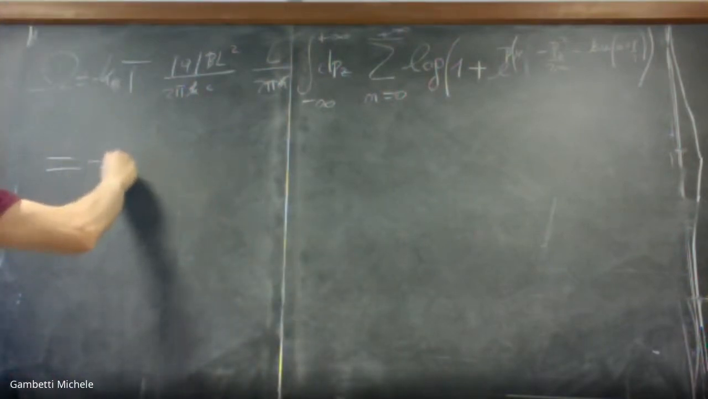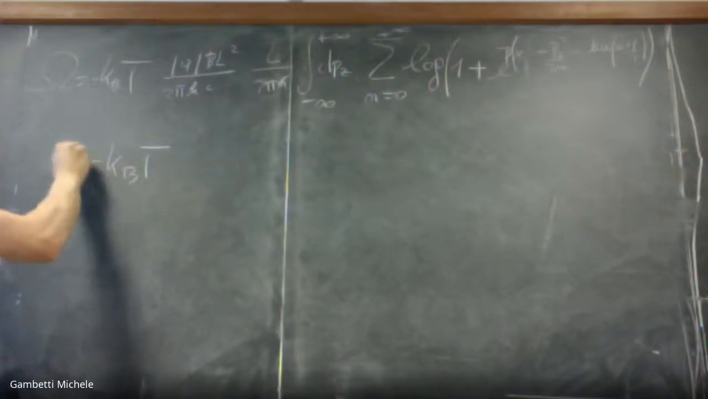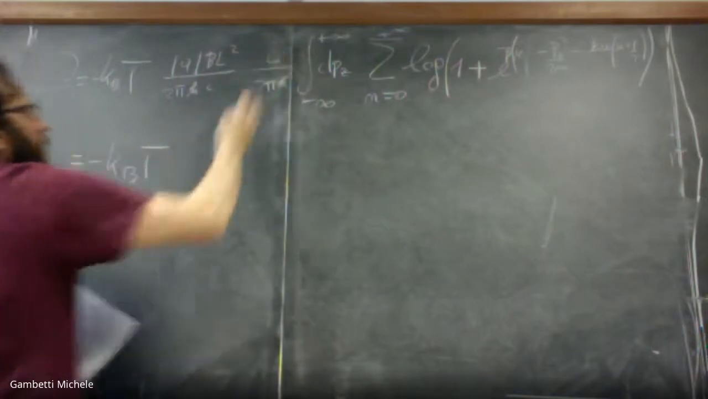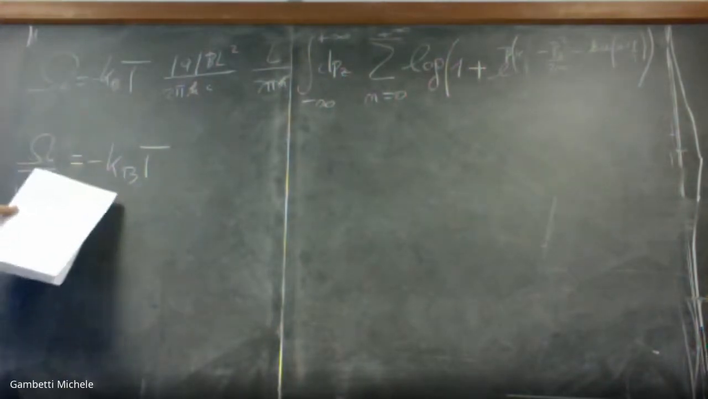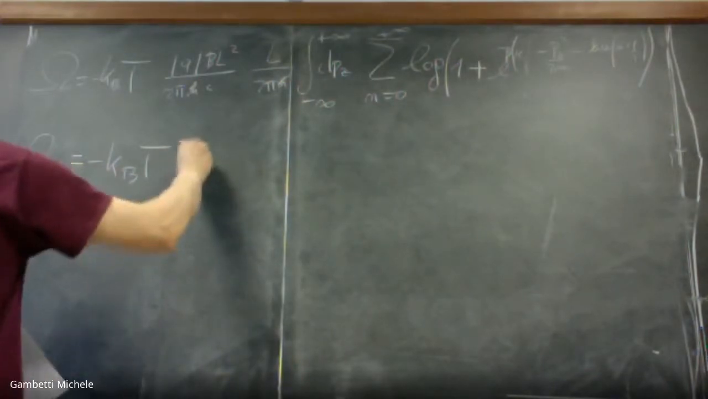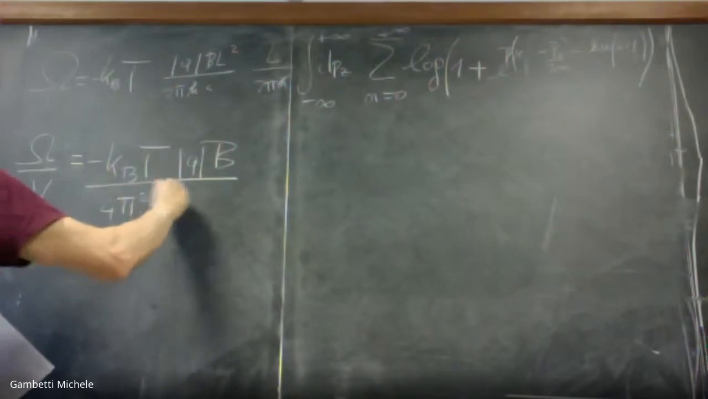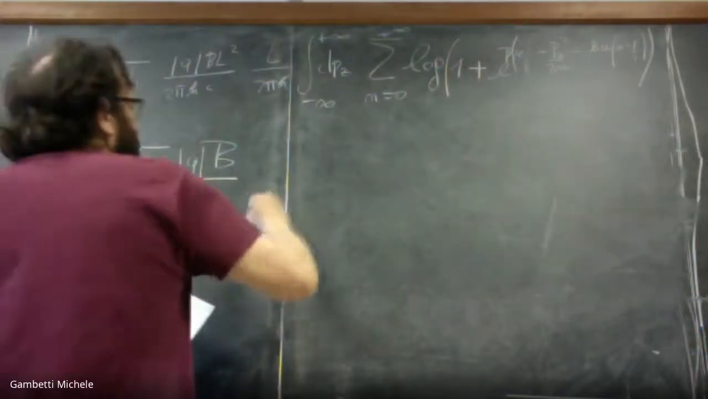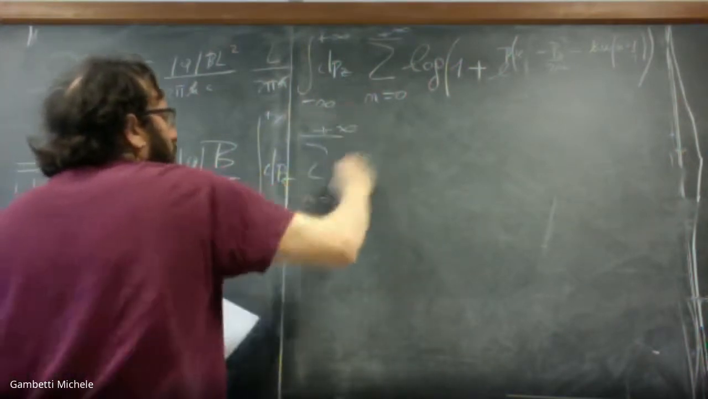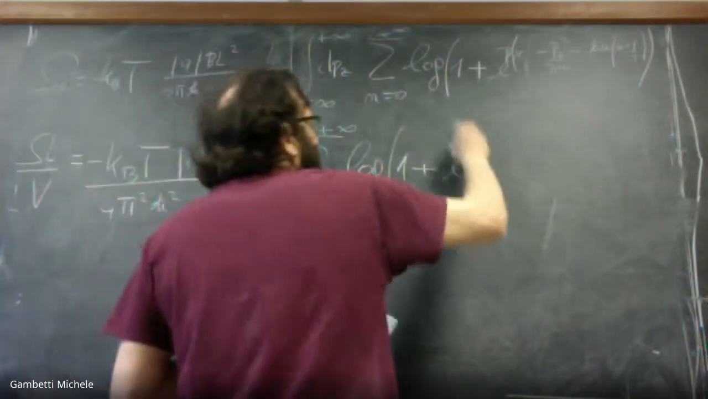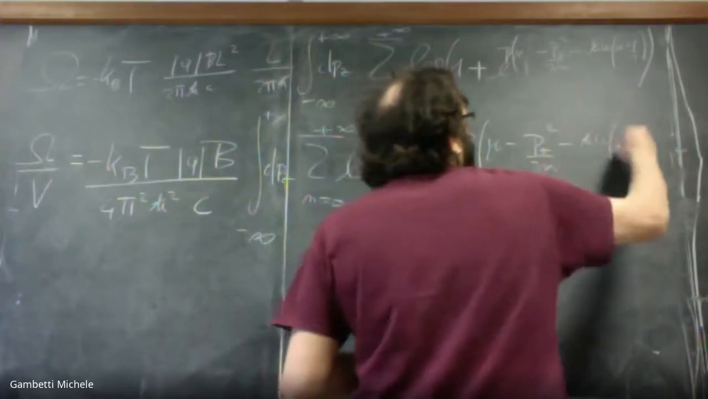Now this is equal to minus k_B T. Here you have L cubed, which is a volume, and therefore this is actually omega divided by the volume, which is minus the pressure. So you have a minus k_B T, then Q b divided by 4 pi squared h bar squared c. Then we have an integral from minus infinity to plus infinity over dp_z, sum n from 0 to plus infinity of the log of 1 plus e to the beta mu minus p_z squared divided by 2m minus h bar omega (n plus 1 half).